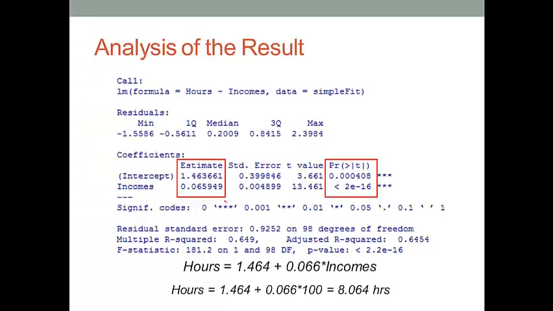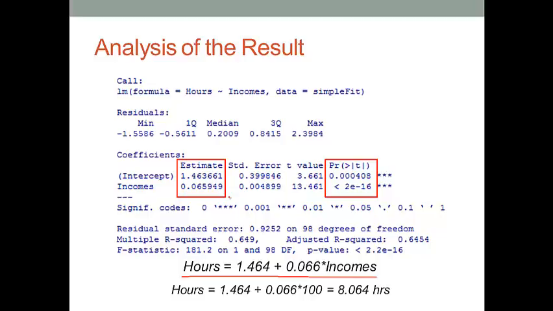When we get the analysis result, the first factor we want to look at is estimate. It is the coefficient of an independent variable. It shows how the independent variable can influence the dependent variable. According to the given numbers here, we can build an equation like the one listed on this slide. Hours equals to 1.464, which is the estimate for the intercept, plus 0.066 times the incomes factor.